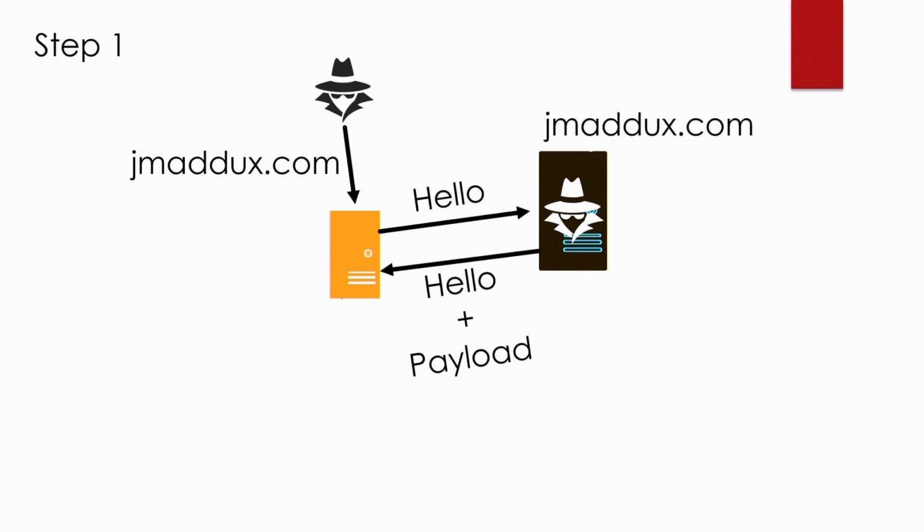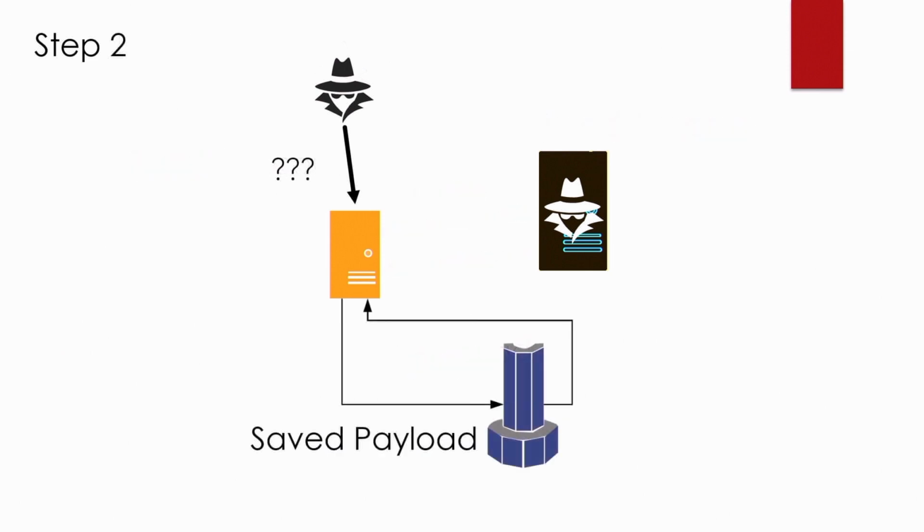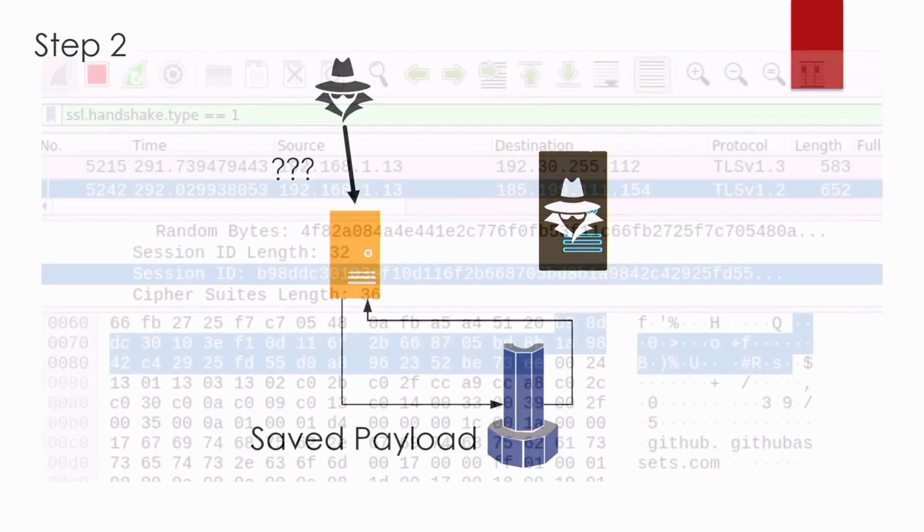But there's a different way that we as an attacker can get payloads into client hello messages. It involves a couple of steps and is the main focus of this talk. First, we send over a link to our own server, in this case jmaddux.com. Then jmaddux.com responds with a valid server hello that contains our payload. Now, it would be ideal if we as an attacker could get that payload that jmaddux.com sent the victim and get the victim to send it somewhere internal. But that raises a question. Is there such a field that we can use to deliver these payloads?